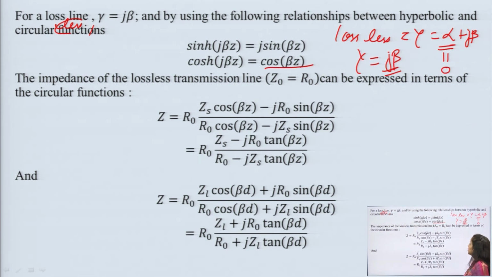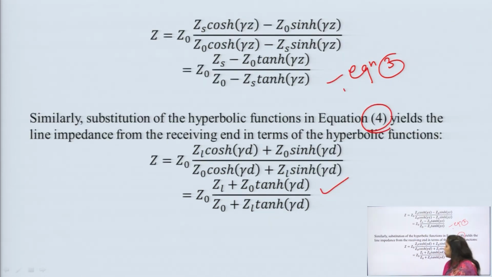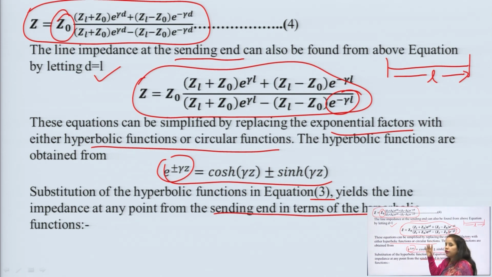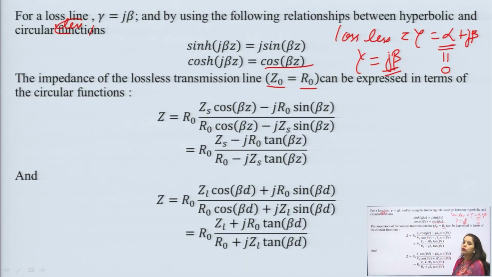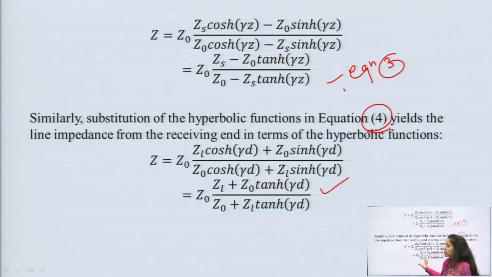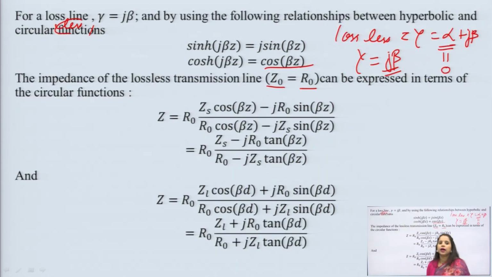The impedance of a lossless transmission line in that case will have Z0 equal to R0, and the expression changes. How do we change the expression? We have this one, with the hyperbolic function in terms of tanh, and we will take equations 3 and 4 in terms of ZS and Z0 and in terms of ZL and Z0, and apply the condition for the lossless line. The expression we get in this particular slide is for the lossy medium, because here gamma exists and gamma is equal to alpha plus j beta, which includes both the attenuation and the phase shift. But in this slide we are talking about the equation for a lossless medium.